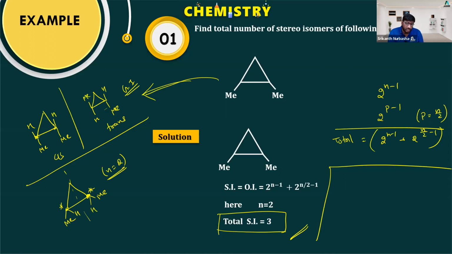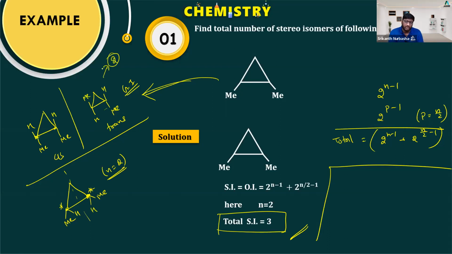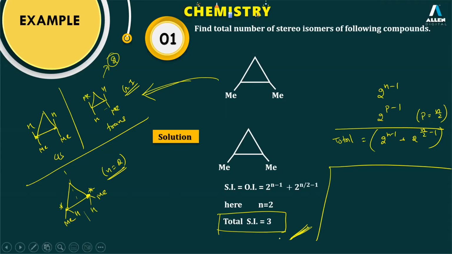In the cis form, is a plane of symmetry present or not? Yes, sir, a plane of symmetry is present. So the cis molecule is only one molecule. In the trans form, a plane of symmetry is not present, so it will give two isomers. So 1 plus 2, that is 3. We got 3 only.